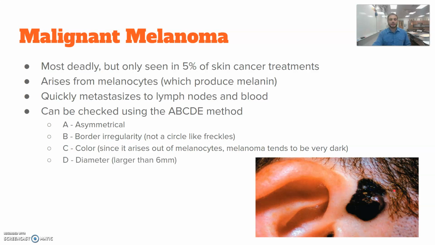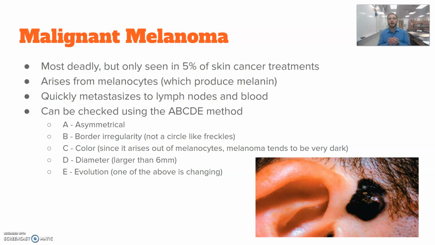D stands for diameter. So you think it needs to be larger than 6 millimeters. Most of your mechanical pencils are going to be somewhere in the 0.5 to 0.9 millimeter range. So you can think if you stacked the lead of 6 to 10 of those up next to one another, it would need to be wider than that. Melanoma tends to get very large. And the reason it gets large, and one of the things that E stands for, is it evolves.